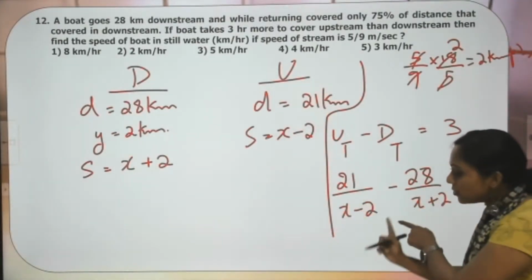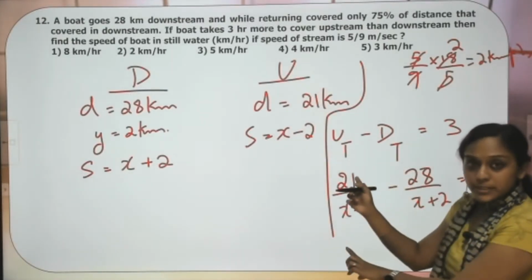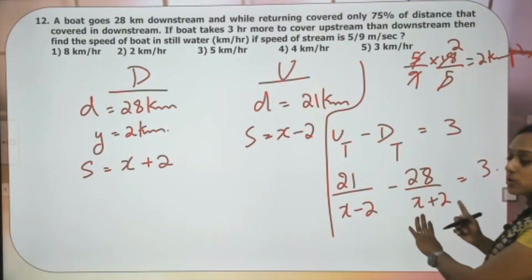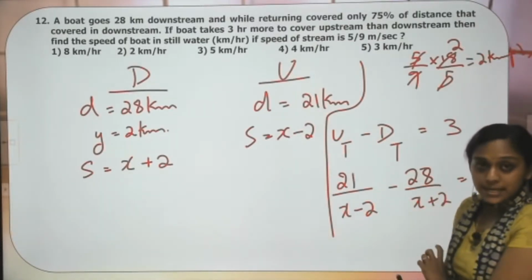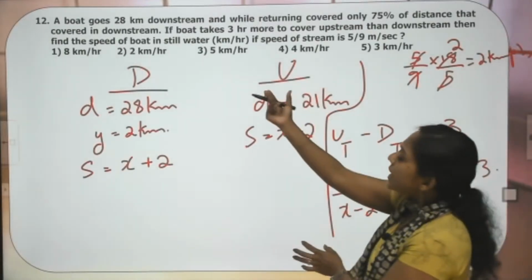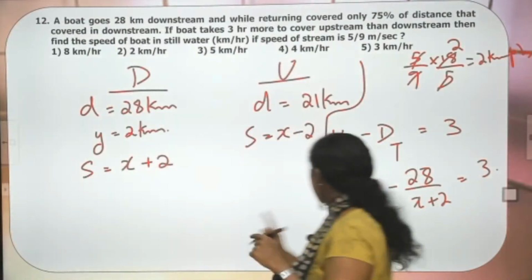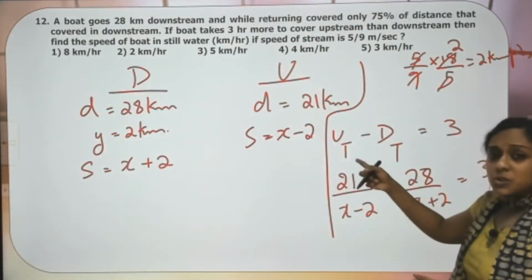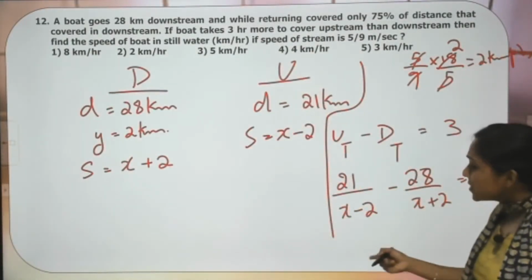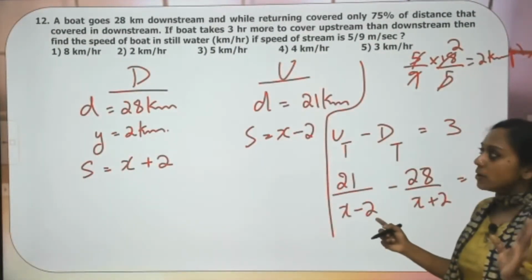Okay, so the number which you are getting here should be able to divide 21. In the same way, here also it should be able to divide 28. Like that it goes. So here I am going to choose the answer from the options. First, if I substitute x as 8, 8 minus 2 is 6. So 21 by 6 is not a whole number, so I am not going for it. Next, 2 is not possible.